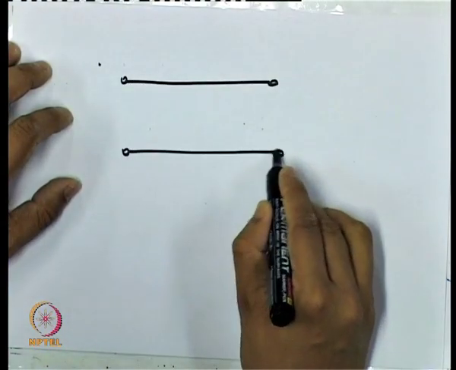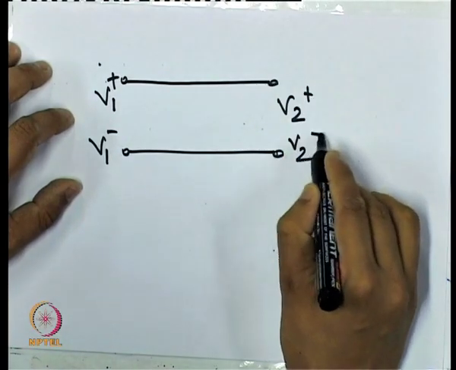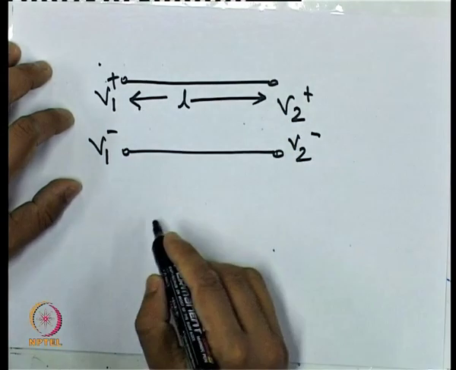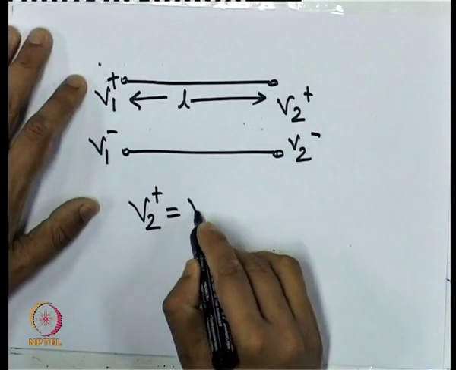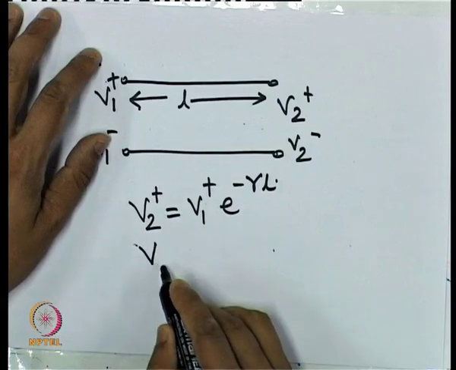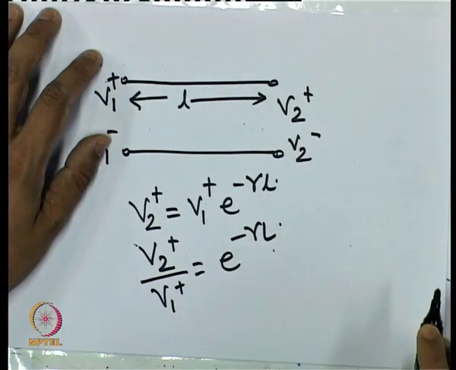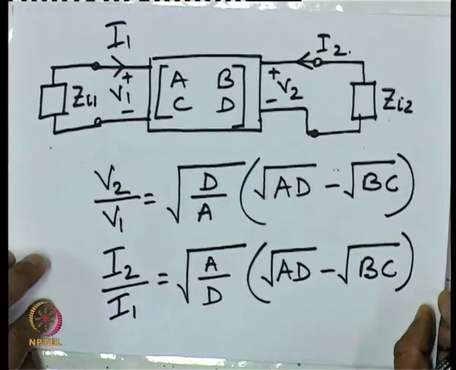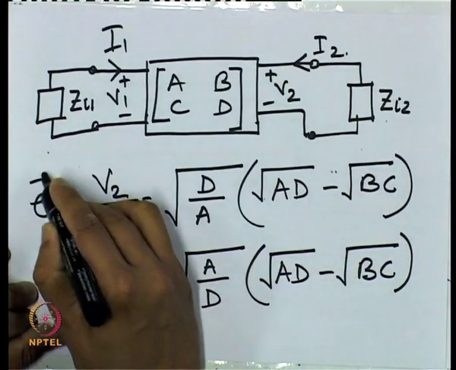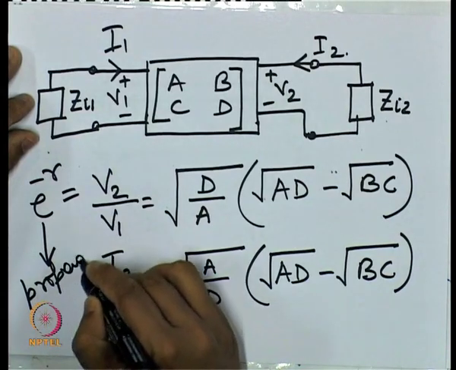If we go back to a transmission line equivalent, recall there we had V1 plus and V1 minus and V2 plus and V2 minus. We had seen that V2 plus is equal to V1 plus e raised to minus gamma L. So, the ratio V2 plus upon V1 plus is e raised to minus gamma L. Now, applying the same logic, if we find this ratio V2 upon V1 and equate it to e raised to minus gamma, then this is equivalent to a propagation constant.